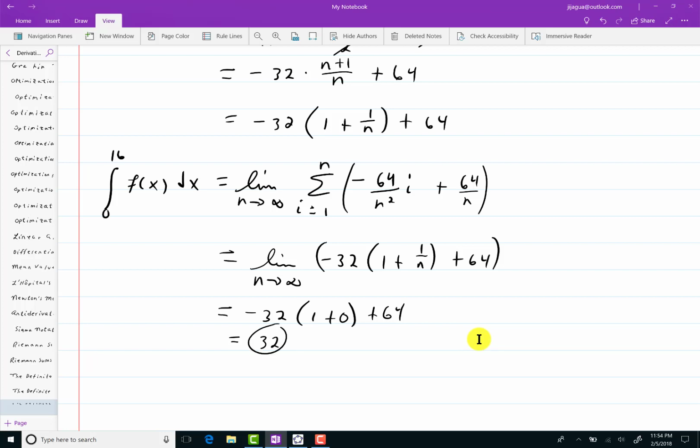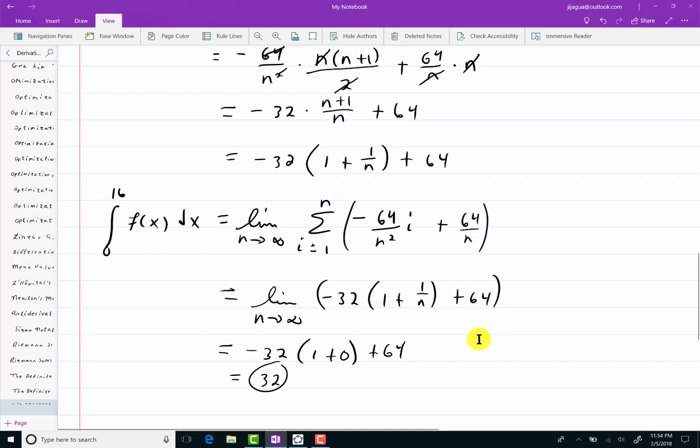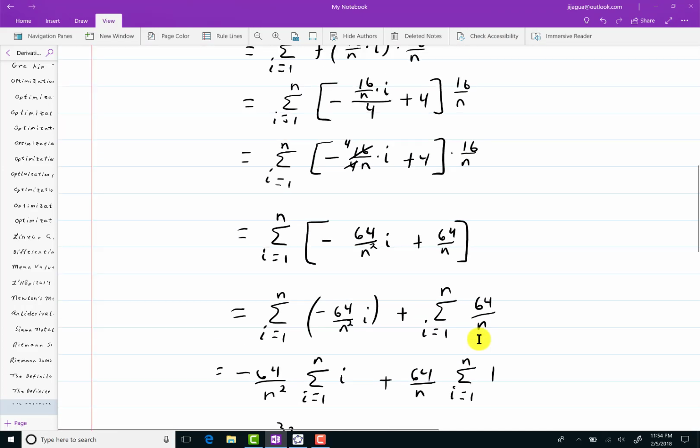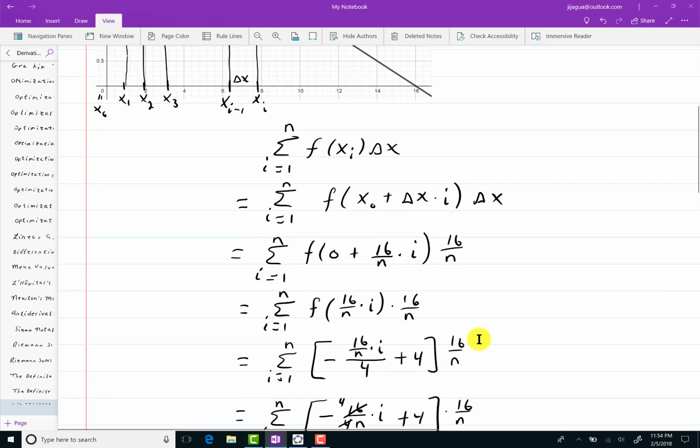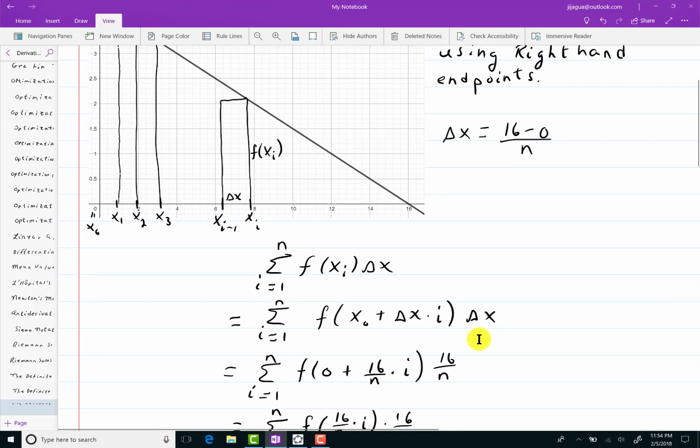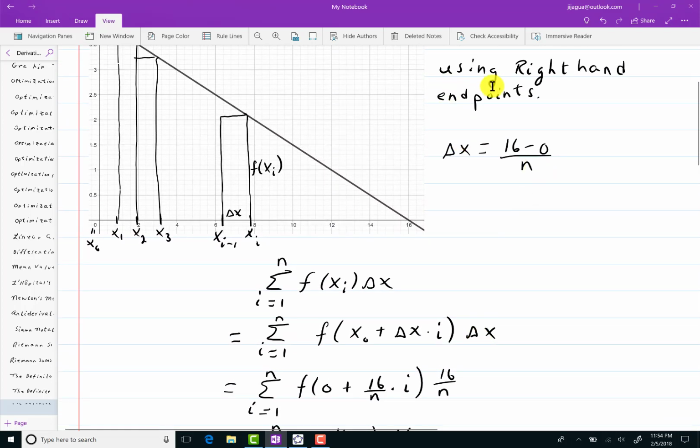As we surmised yesterday, that was the exact answer because it's a flat shape. It's a triangle, so the formula for it's very simple. So anyways, there was the stepping through when we were using right-hand endpoints. Let me do this again for left-hand endpoints and then midpoints.